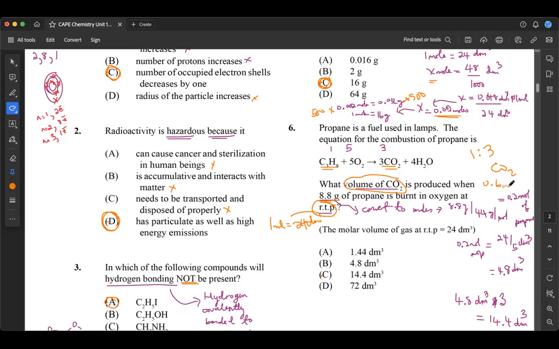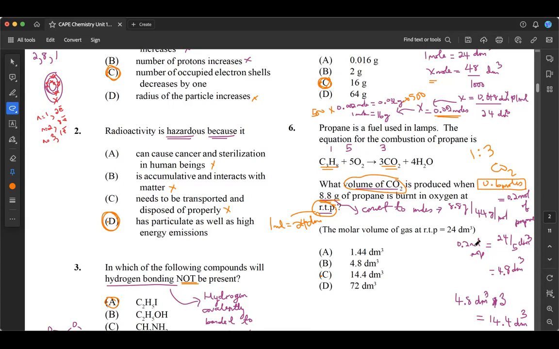But the question is not asking us about moles, it's asking us about volume. So this is how we approach it. We use Avogadro's law, which says that equal volumes of gases under the same conditions of temperature and pressure will contain the same number of molecules.